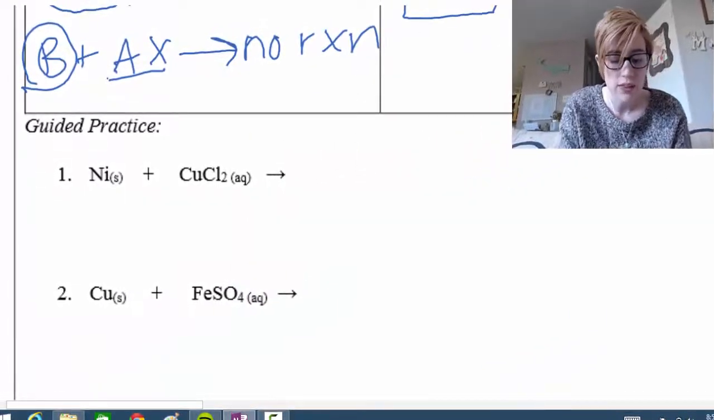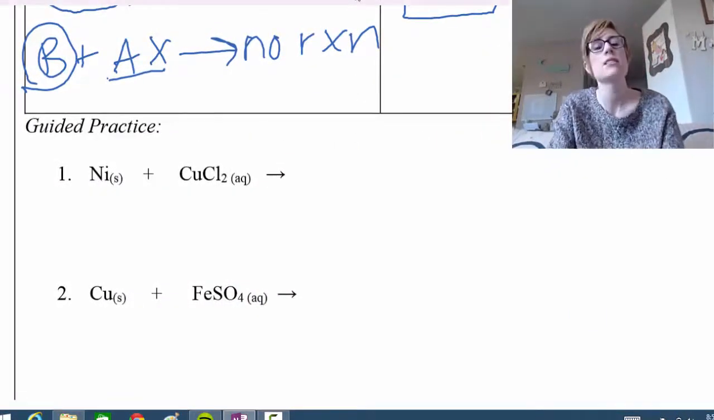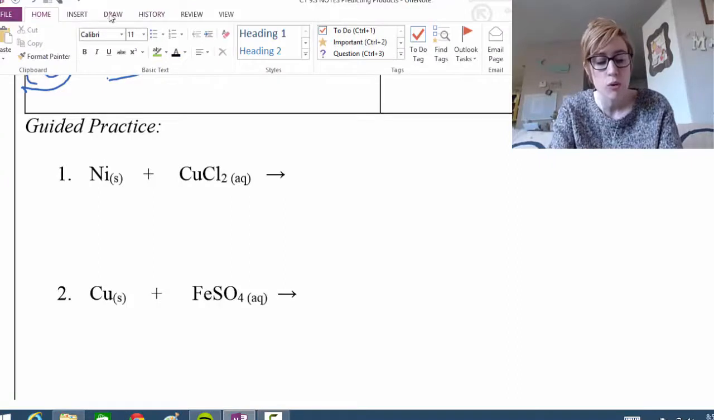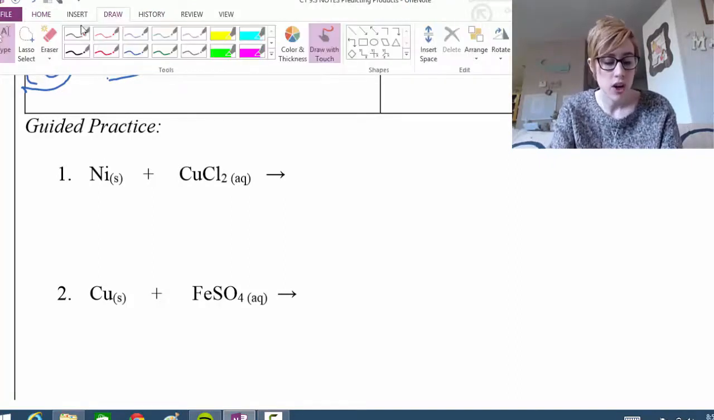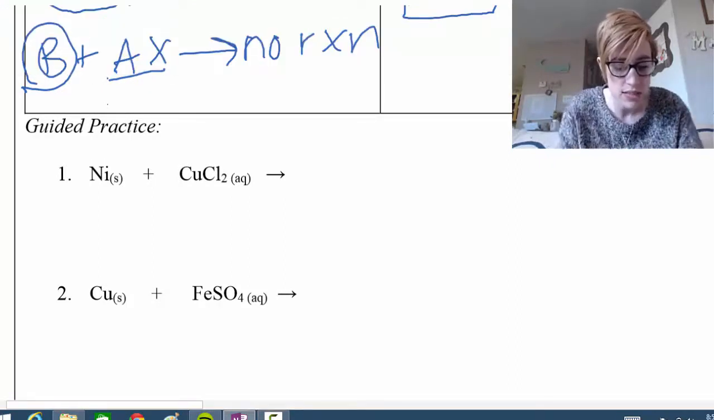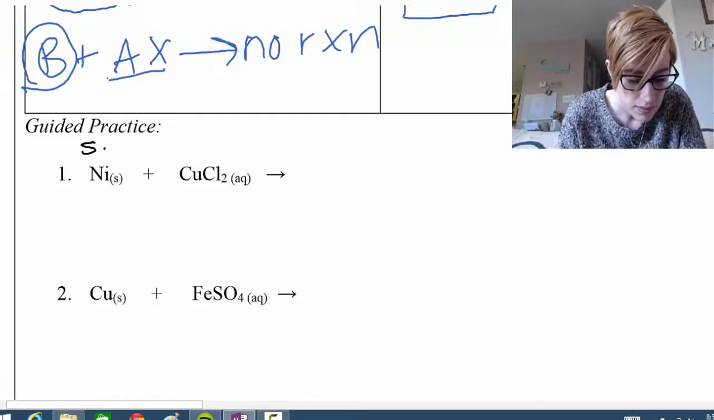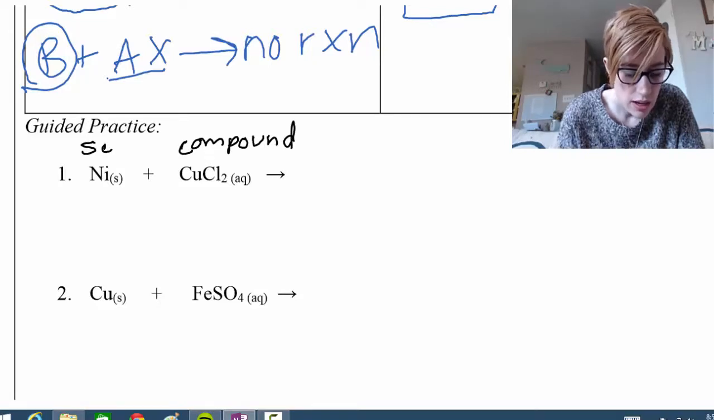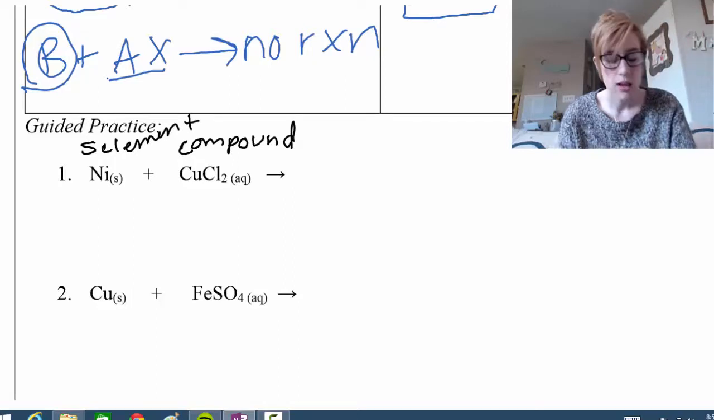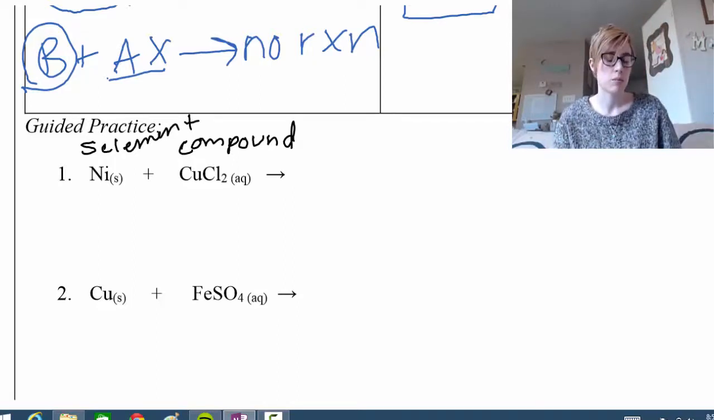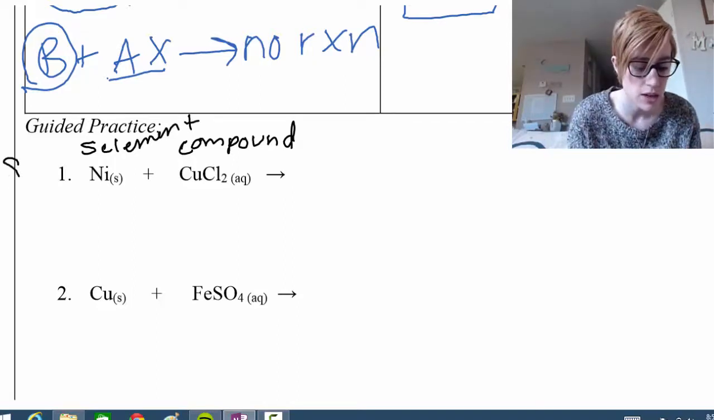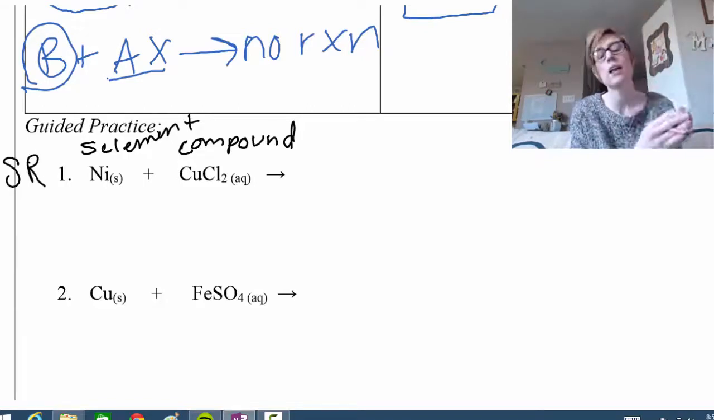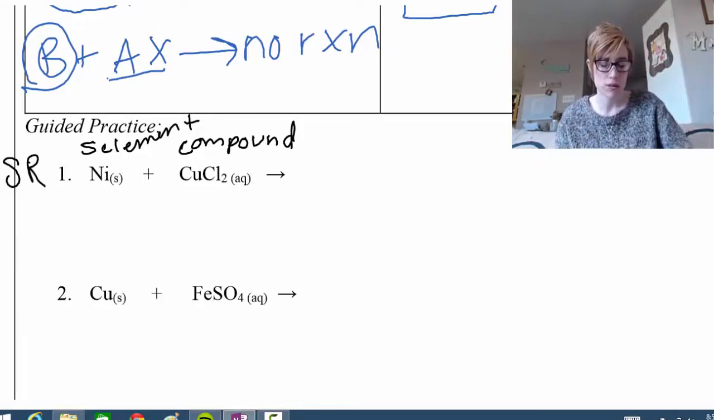All right, so I'm looking at this, and the first thing I have to do is identify what reaction this is before I can even identify the compound. Well, I see that I have a single element, and then here's a compound. What type of reaction will occur if there's a single element and another compound? Okay, we know, we've memorized this from 9.2, and that is a single replacement reaction. Anytime you have a single element in a compound, it's going to form a single replacement reaction.